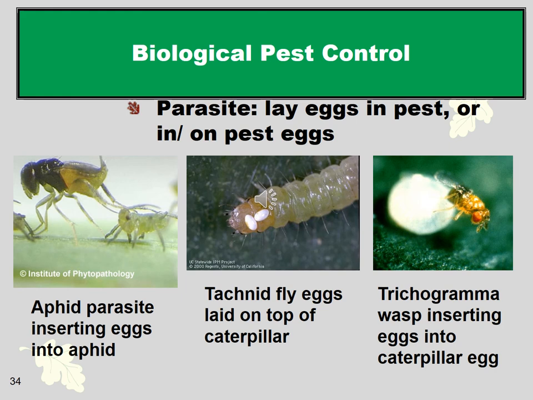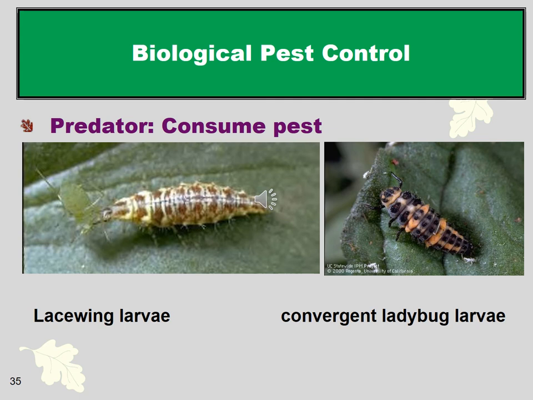And everyone's heard of ladybugs being a great beneficial insect, and they are. Ladybug adults don't eat that many aphids. They eat some, but not that many. It's their larvae, the ladybug larvae shown in the image on the right, that eat a lot, and the lacewing larvae. So those two are great predators of aphids and a few other insects.